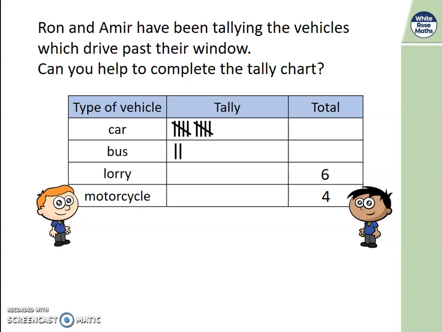Let's learn. So, Ron and Amir have been tallying the vehicles that drive past their window. This is similar to what we did yesterday. Can you complete the tally chart? As you can see, we've got the amount of tallies for car and bus, but you need to work out the total. And then for lorry and motorbike, we have the total, but we don't have the tallies. So can you write the total or the tallies to match the representations or the numbers? Pause the video to draw this in your books. Write down the vehicles and the tallies and totals, please.